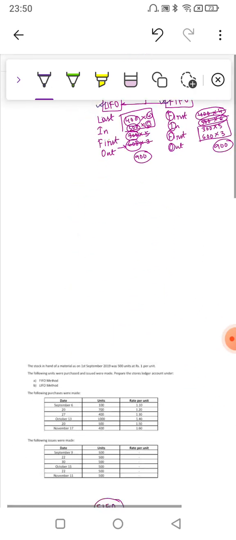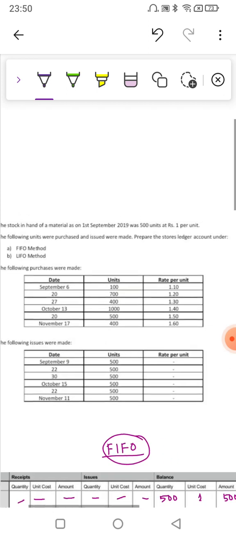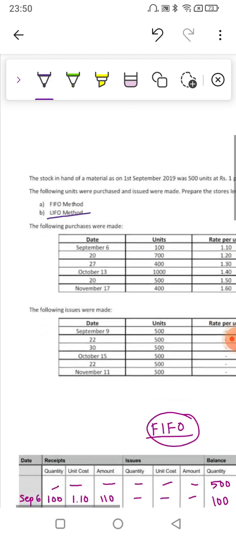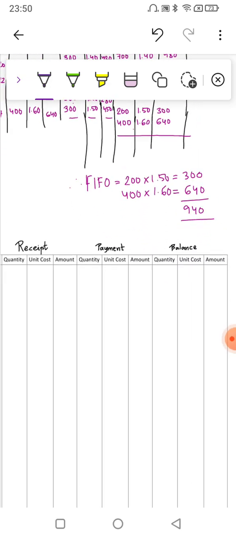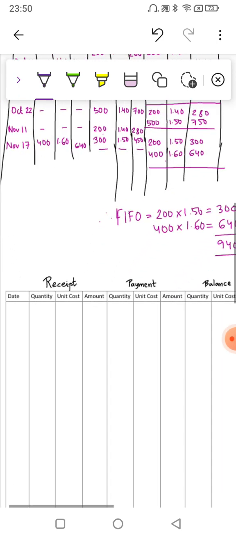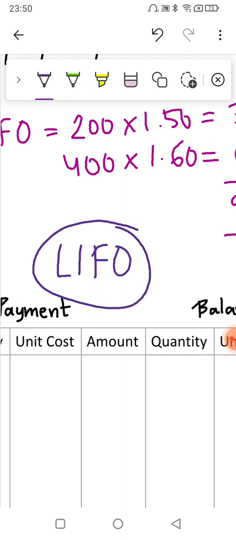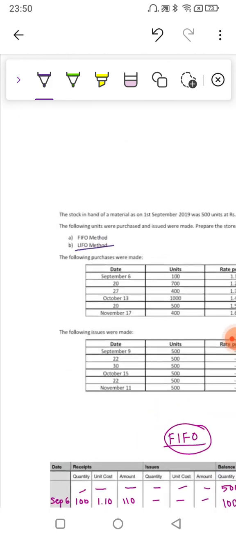So we will be solving the same sum that we had solved in case of FIFO, and now we are going to follow the second method, that is LIFO. So the format will be the same for LIFO as well, just the way it was in case of FIFO. So this is LIFO. Now you see, we will move to the question straight away.